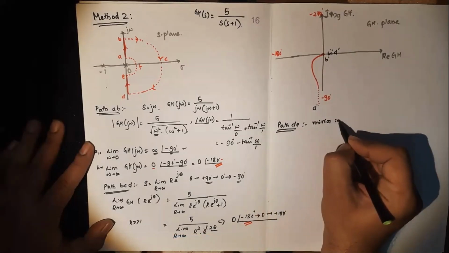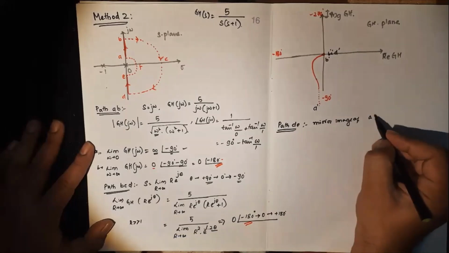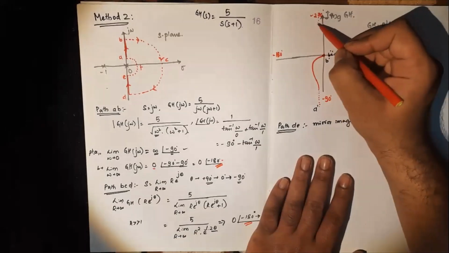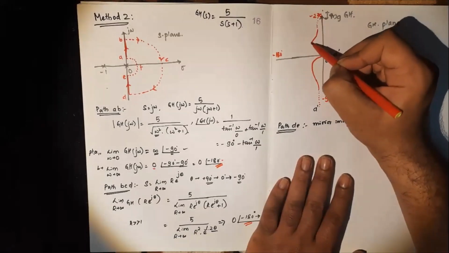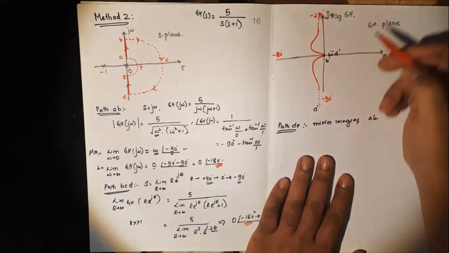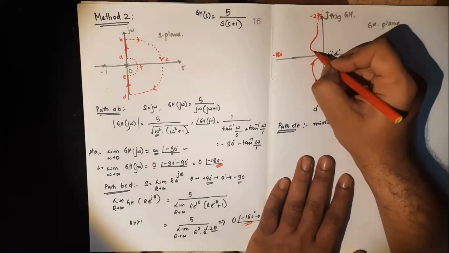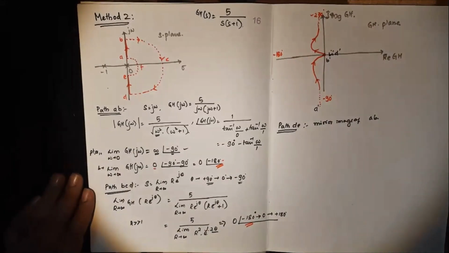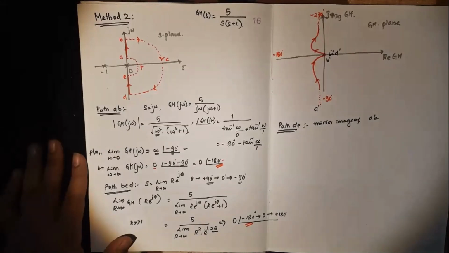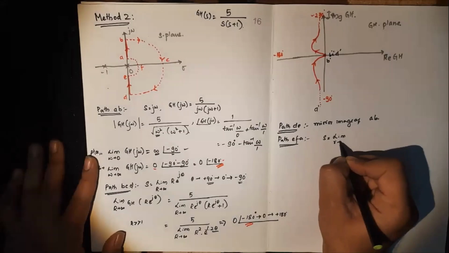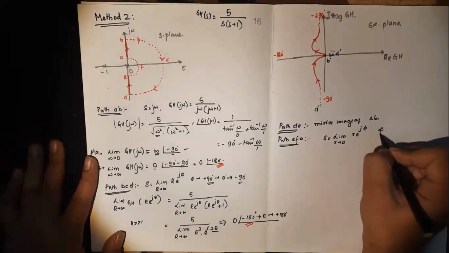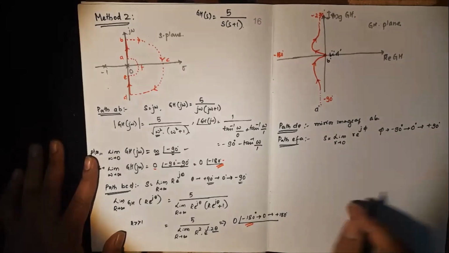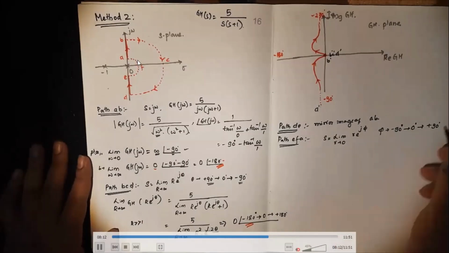Path DE is without any doubt the mirror image of path AB. So it starts somewhere at infinity at an angle of minus 270 degrees, then ends at minus 180. So the mirror image. Next, the last path left is EFA. Path EFA, where we substitute S as limit r tends to 0, r into e raised to j phi, where phi is minus 90 degrees to 0 degrees to plus 90 degrees, because we have taken in this fashion.